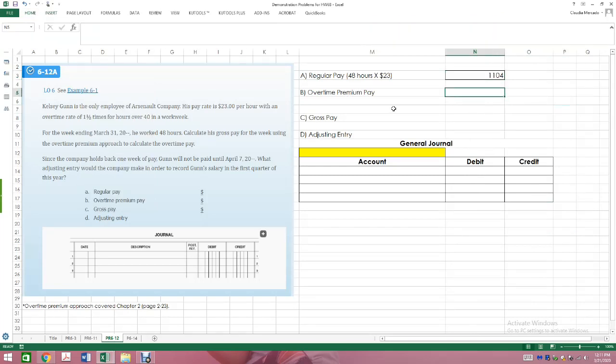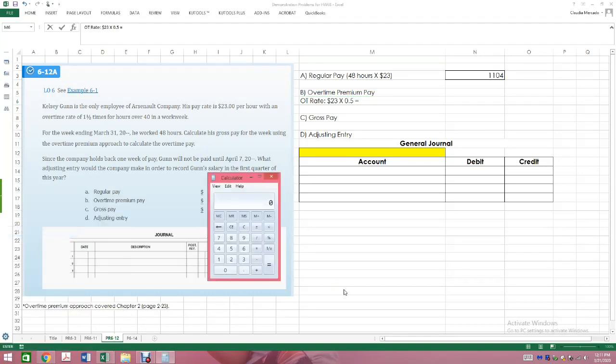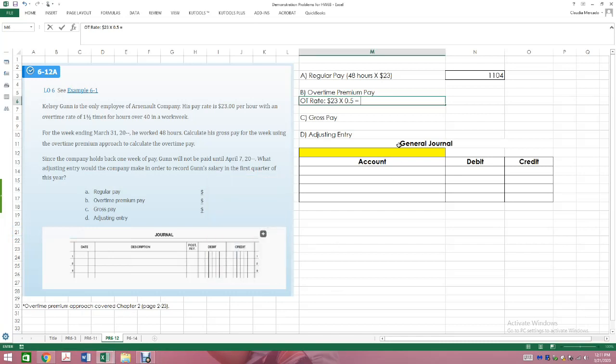Okay, my overtime premium pay. Before I get my overtime premium pay, I need to get my overtime rate. For your overtime rate, you're going to take your $23 an hour and multiply by half. That is how we calculate overtime using the overtime premium approach. So $23 an hour times 0.5 gives me $11.50. That is my overtime rate, $11.50.